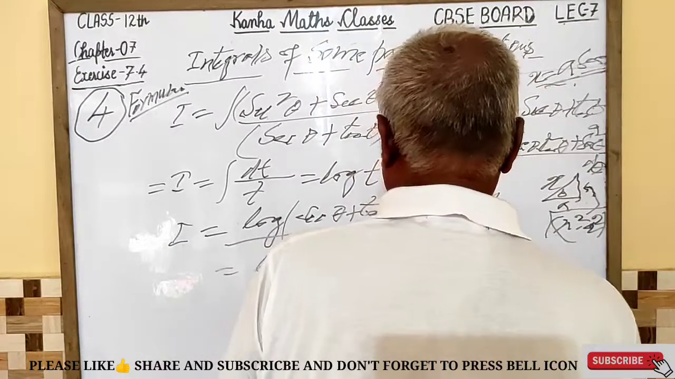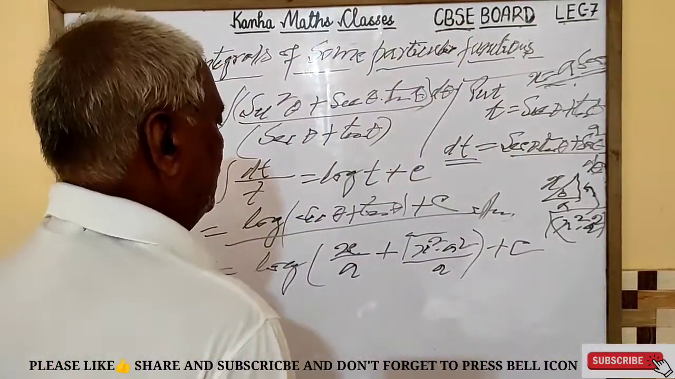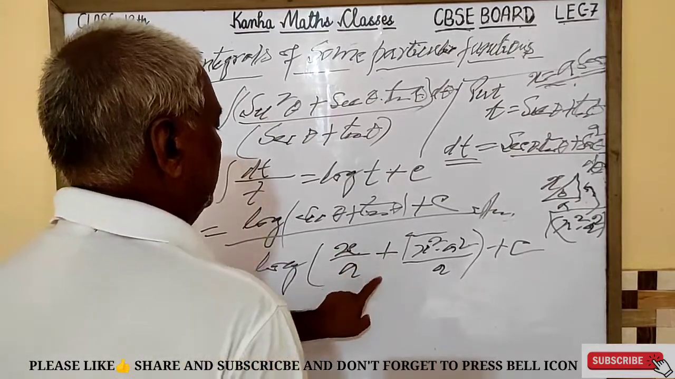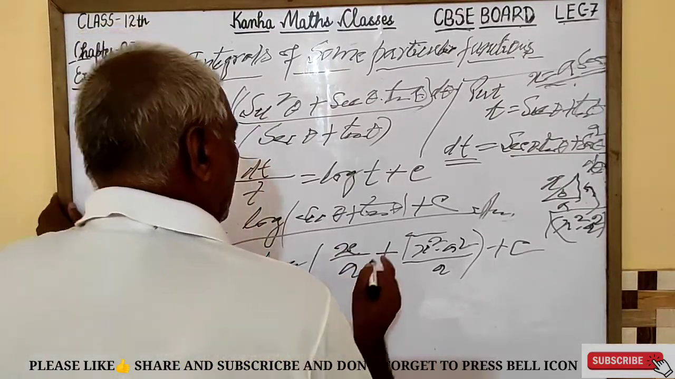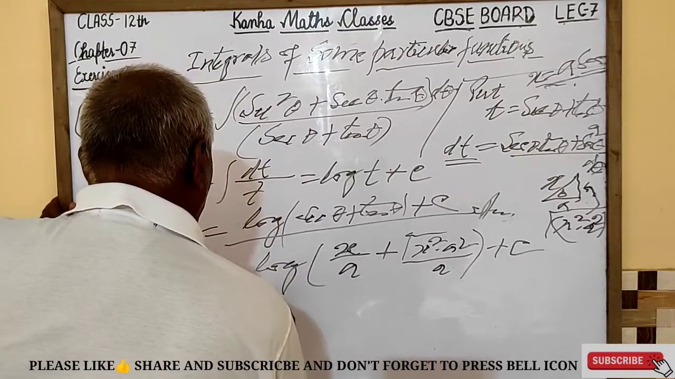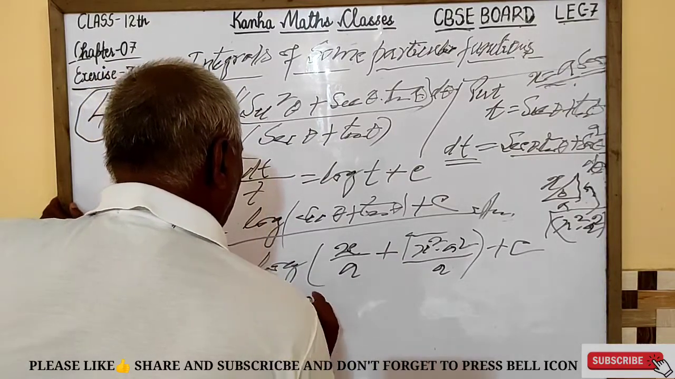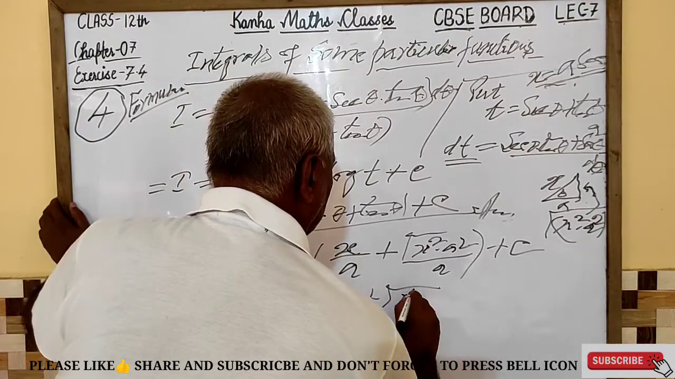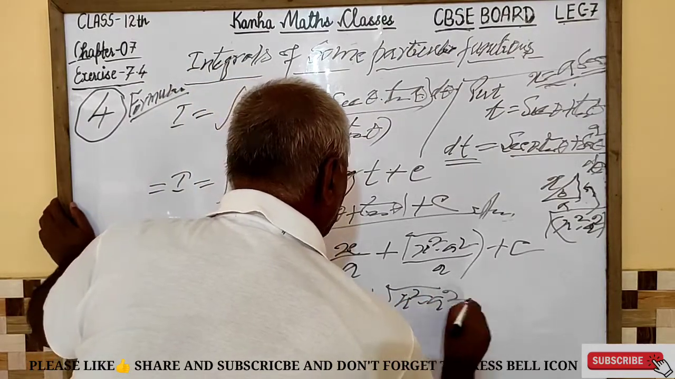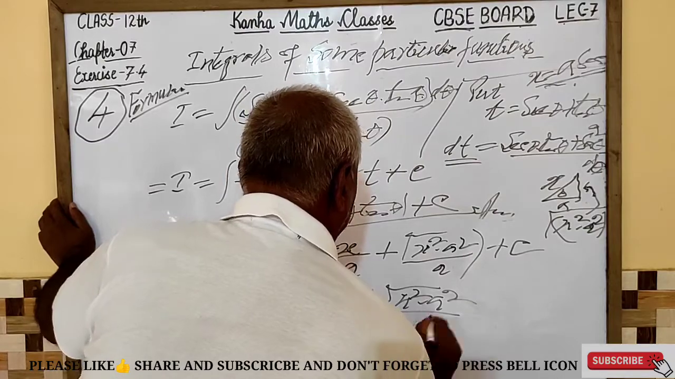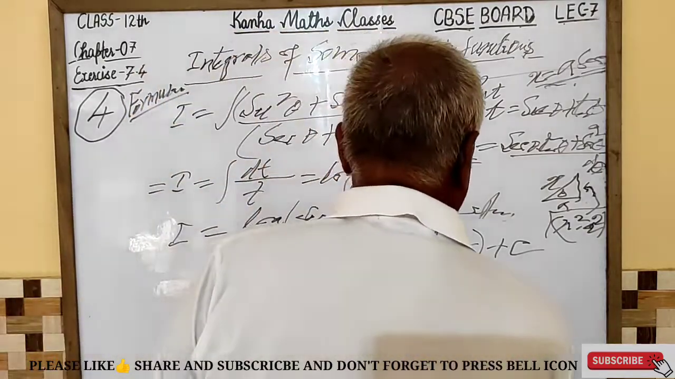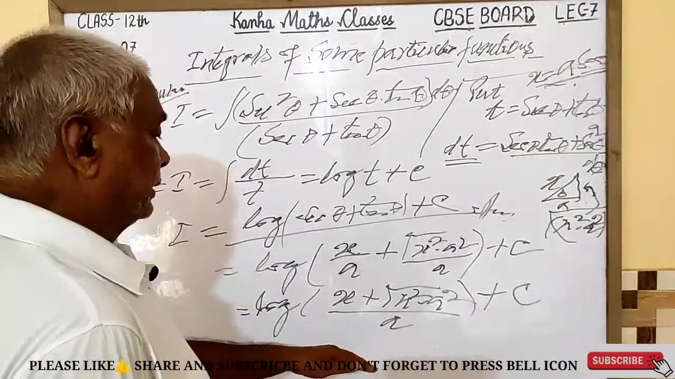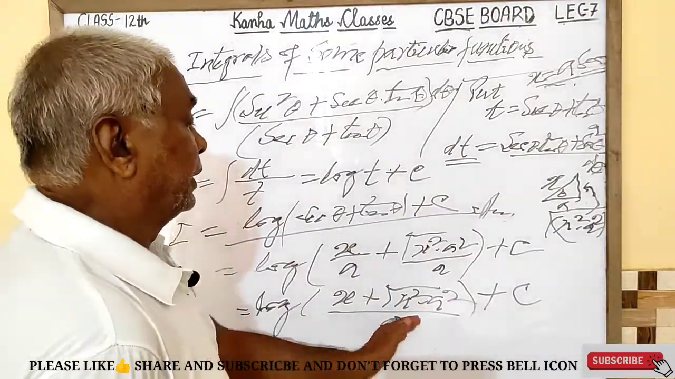You may say, you may log, this will be equal to log x plus under root x square minus a square whole upon a plus c. Further extend this, log m by n is equal to log m minus log n.